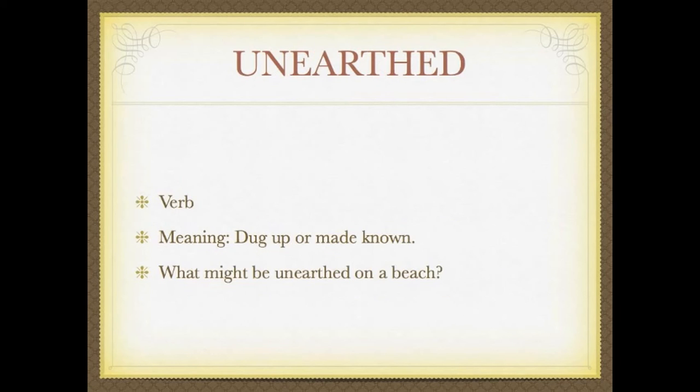The next word on our list is unearthed, which is a verb or action word in a sentence. If I take the prefix un, I know this word is going to have something to do with not or the reverse of something. The meaning of unearthed is dug up or made known. If I wanted to use the word unearthed in a sentence, I could say, scientists unearthed many facts about cells by studying them under microscopes. What might be unearthed on a beach? Write your idea on your vocab sheet.